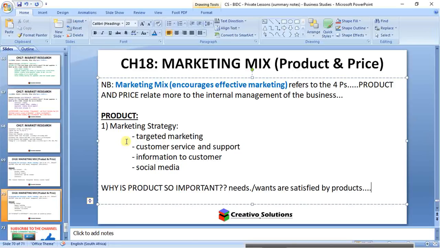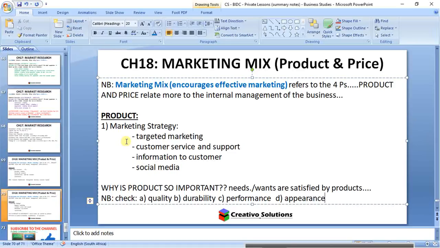Needs and wants are satisfied. NB, check: A, quality, B, durability, C, performance, and D, appearance.